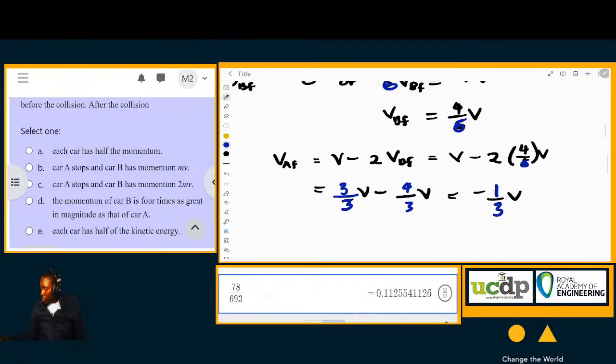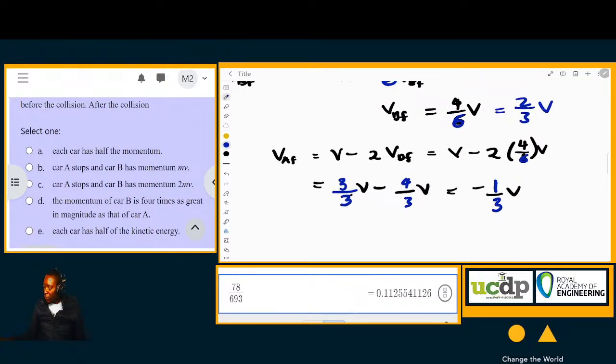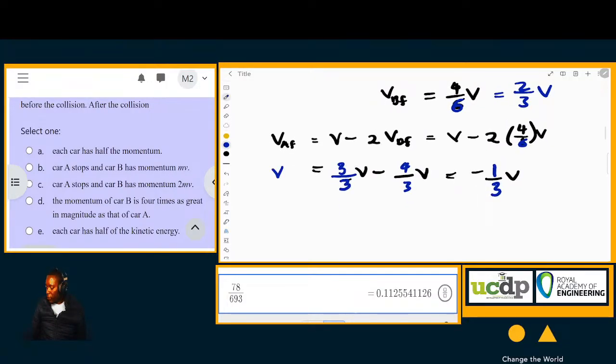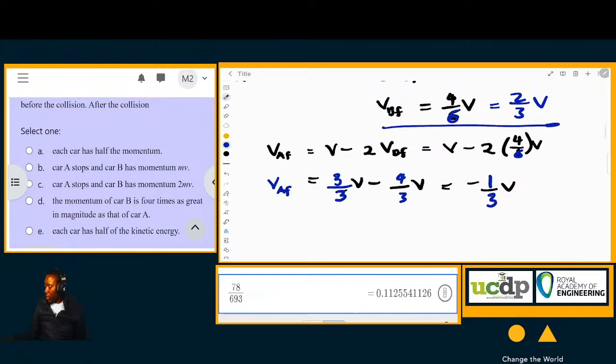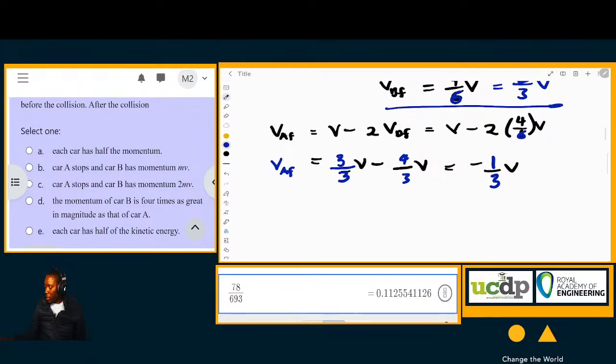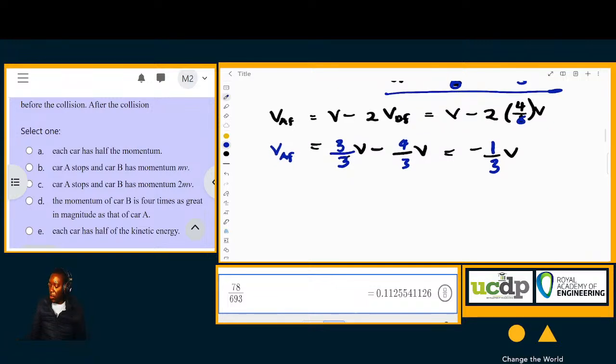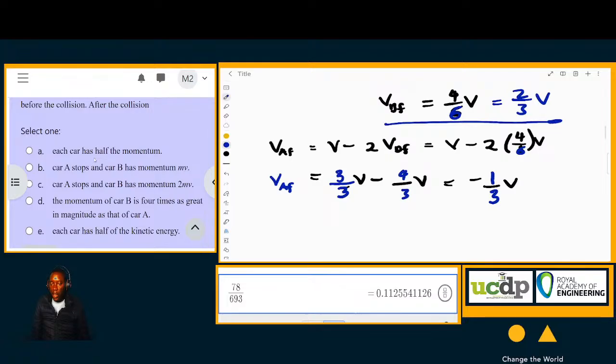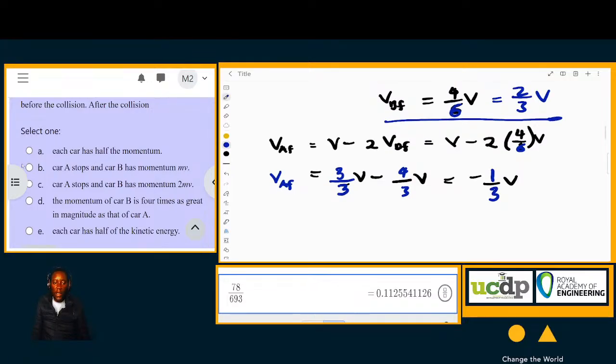Okay, so it means this is 2 over 3V. This is minus 1 over 3V. So these are the velocities, VA final and VB final. VB final is twice in magnitude to VA final. So now each car has half the momentum. So we can't say half the momentum because initially B is 0, but we see B having a momentum that A is out.